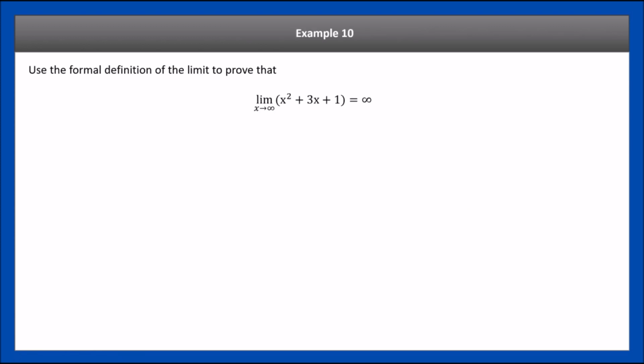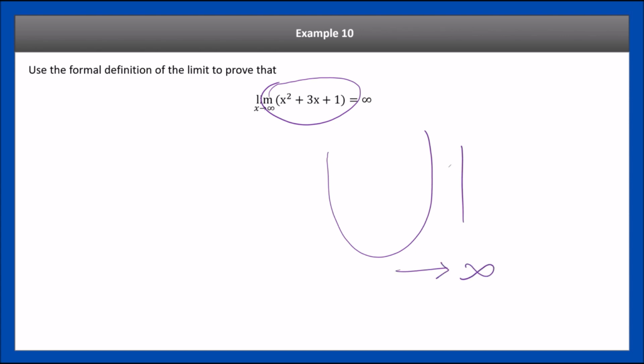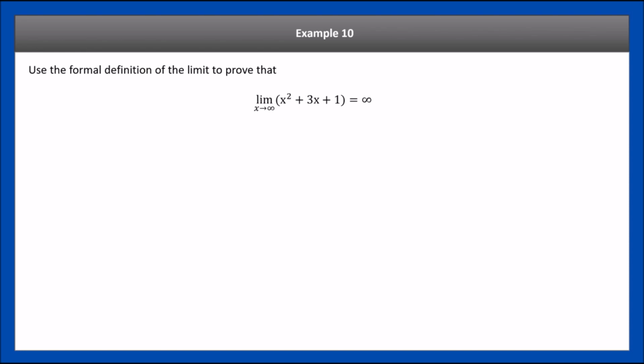Use the formal definition of the limit to prove that the limit of this polynomial as x approaches infinity is infinity. And we know that's true because this is a parabola. If x approaches infinity, then this is going to blow up to infinity, right? If it's a parabola, quadratic. But we want to prove that. These proofs look like they would be difficult, but when you actually go about proving them, they're actually pretty simple, at least this type is.